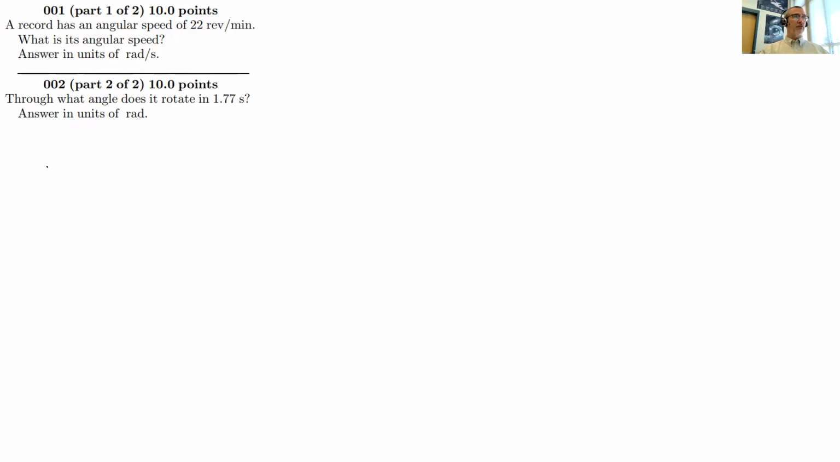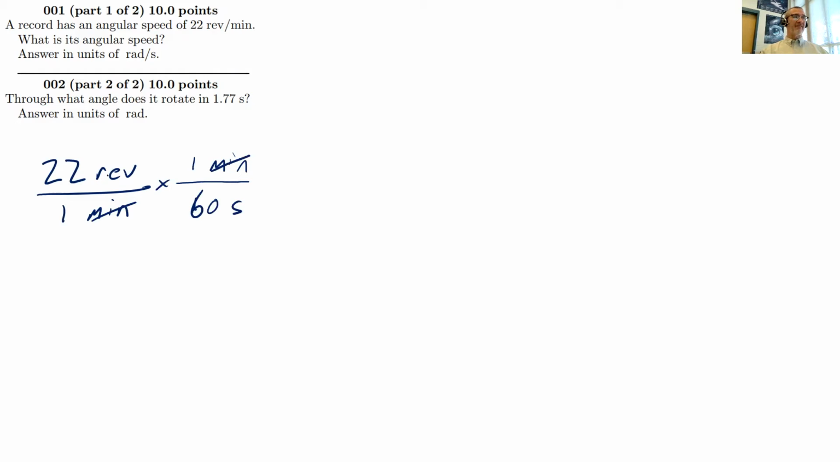And so we're going to start off with 22 revolutions in 1 minute. So I could write that as 22 revolutions on the top and 1 minute on the bottom. Well, our first thing, let's just convert minutes to seconds because that's easy. And I know that on the top, 1 minute is going to be the same thing as 60 seconds on the bottom. That way, minutes is on the top, minutes is on the bottom, minutes could cancel out.